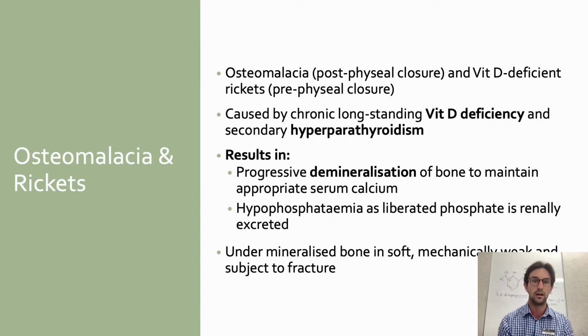So osteomalacia and rickets are two diseases which have a similar etiology, although osteomalacia is reserved for those who are post-physeal closure, and vitamin D deficient rickets is in children pre-physeal closure, and they present differently. They are both caused by chronic long-standing vitamin D deficiency and a secondary hyperparathyroidism, which results in progressive bone demineralization and hypophosphatemia, as phosphate is excreted renally. Undermineralized bone is soft, mechanically weak, and is subject to fracture.